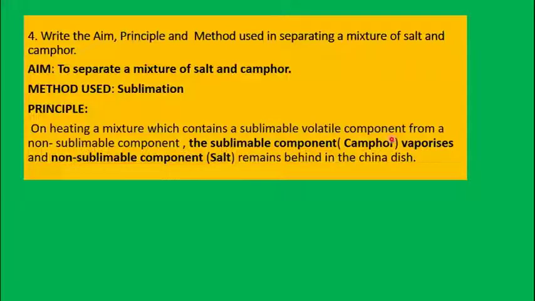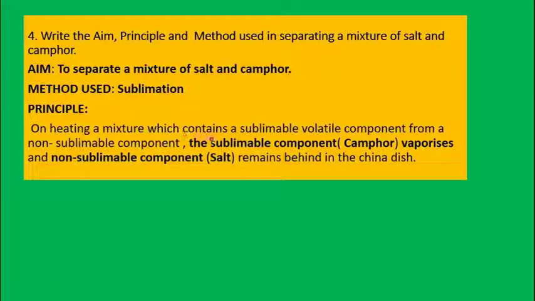Now, what is the aim of sublimation? What are you going to write? To separate a mixture of salt and camphor. What is the method you are using to separate it? Sublimation. This can be salt and ammonium chloride or salt and iodine, any example. If one substance is non-sublimable and the other is sublimable, the method used to separate them is sublimation.